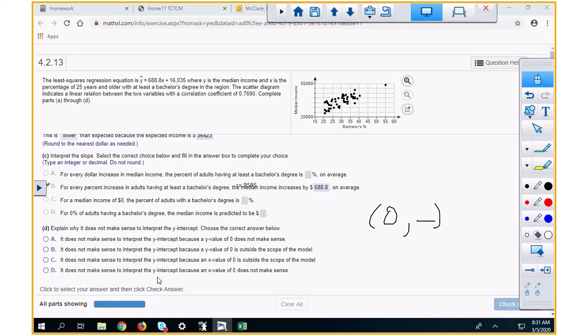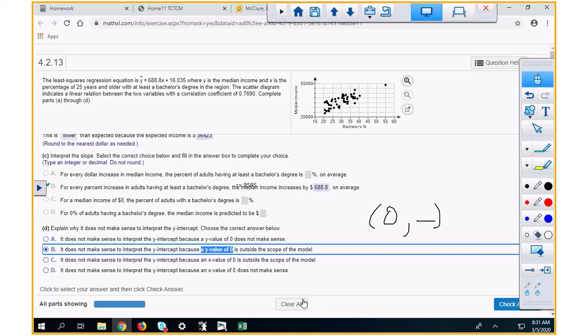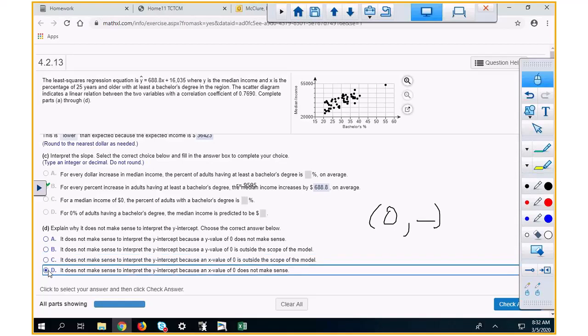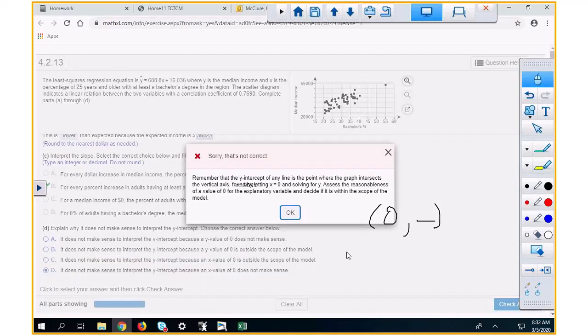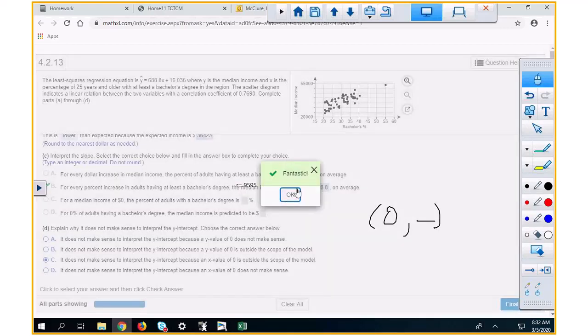So it does not make sense to interpret the y-intercept because an x value of 0 does not make sense. Why do I just take out those two? Because the y is not 0 on the y-intercept. So you can take A and B out. It's either C or D, and you could actually make an argument for both, because it says 0 is outside the scope of the model, or you could say it doesn't make sense. But I think the answer is it doesn't make sense, but I'm not sure. No, this is C. It's outside the scope. You could actually say both of those are very similar answers.